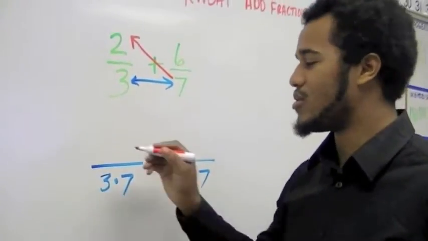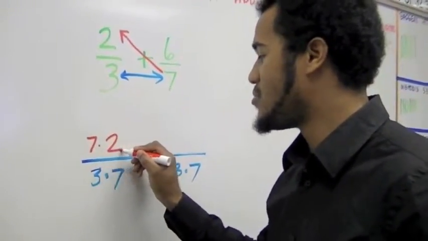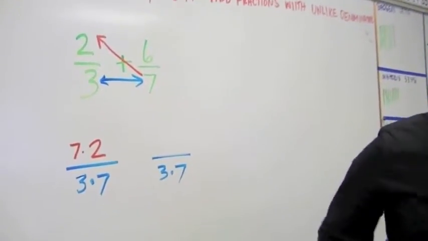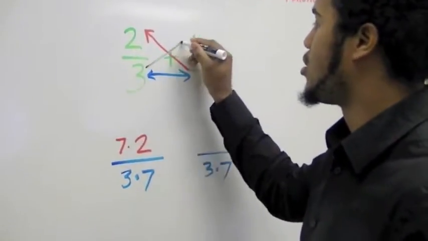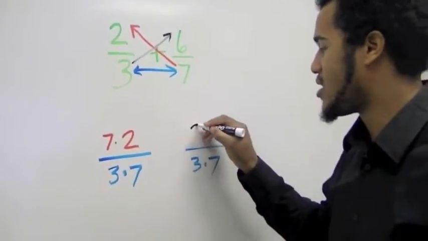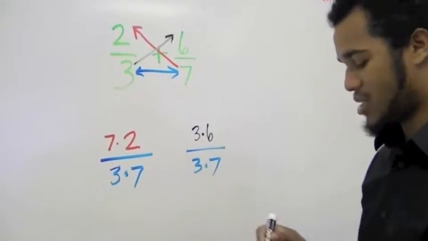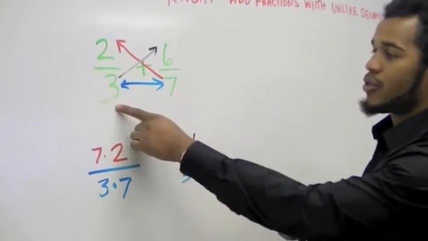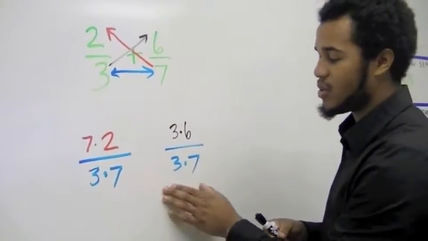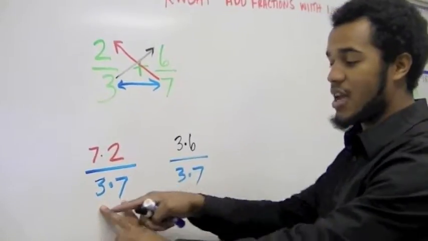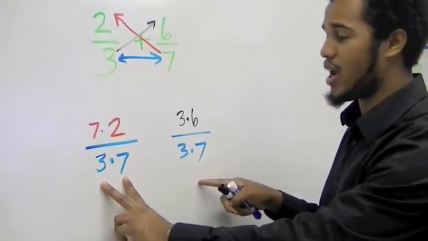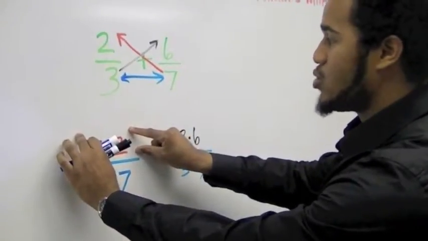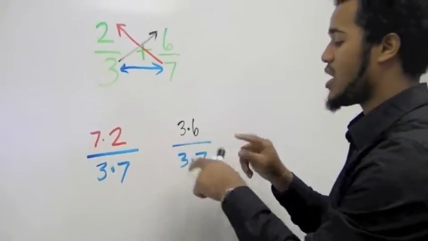7 times 2. And our last swipe here, 3 times 6. If you notice, you can see from up here, 3 times 7, 3 times 7. So we know that these are going to have the same denominators because they have the same factors multiplying each other. Afterwards, we have 7 times 2 and 3 times 6.